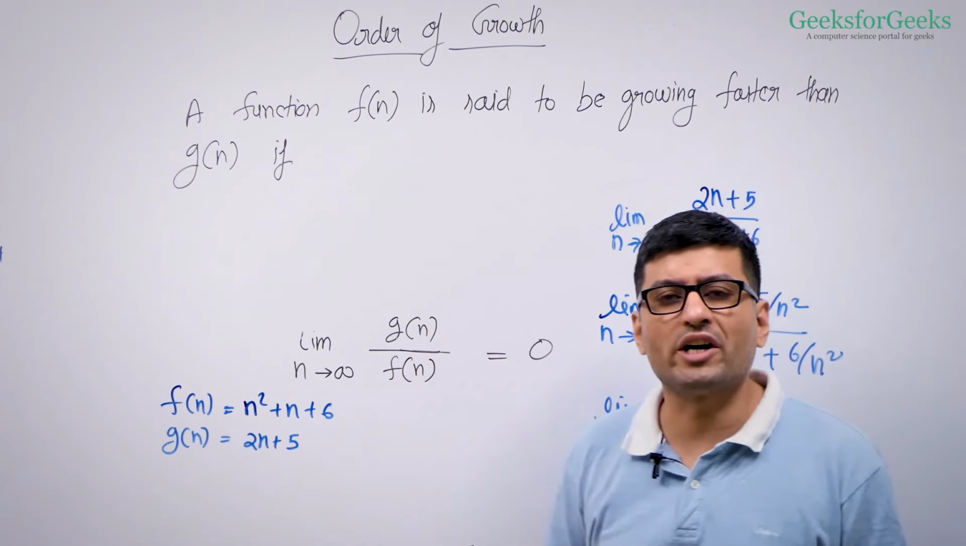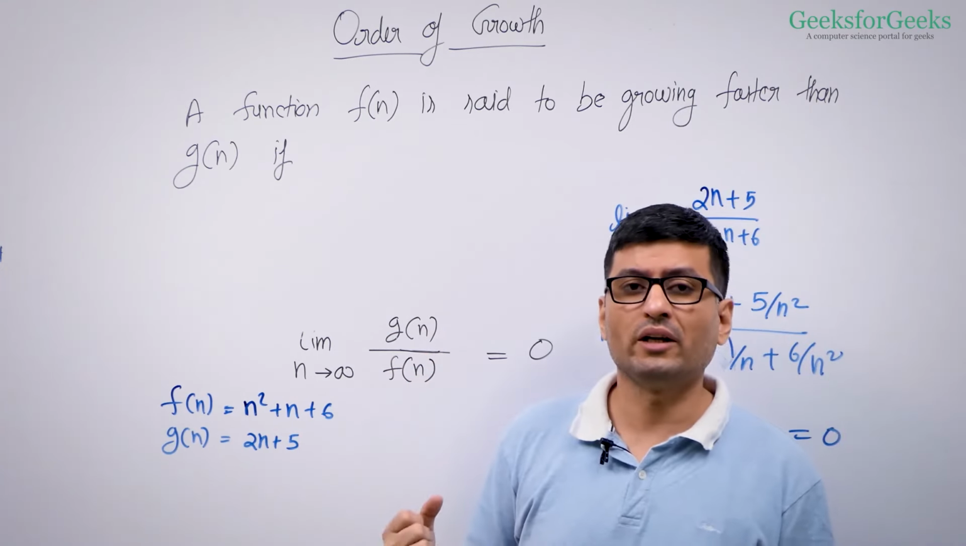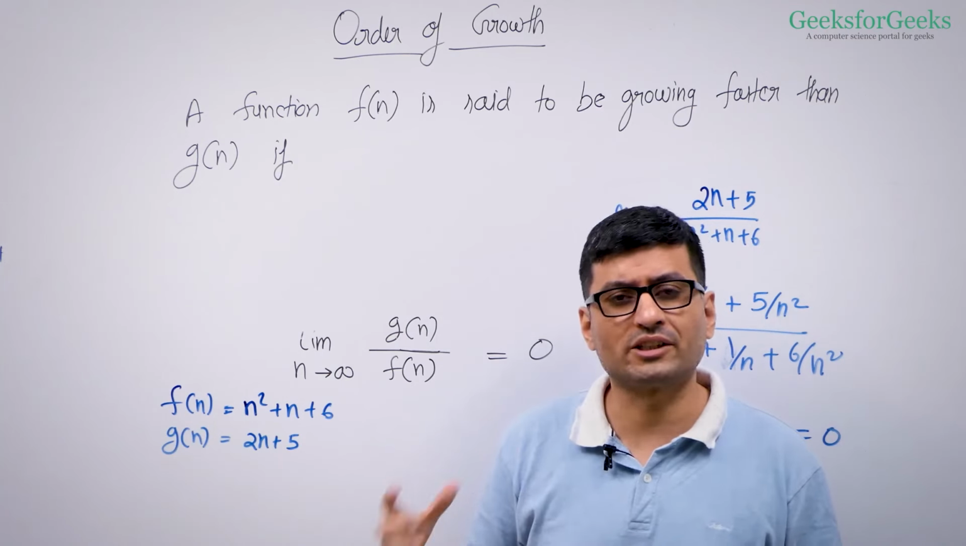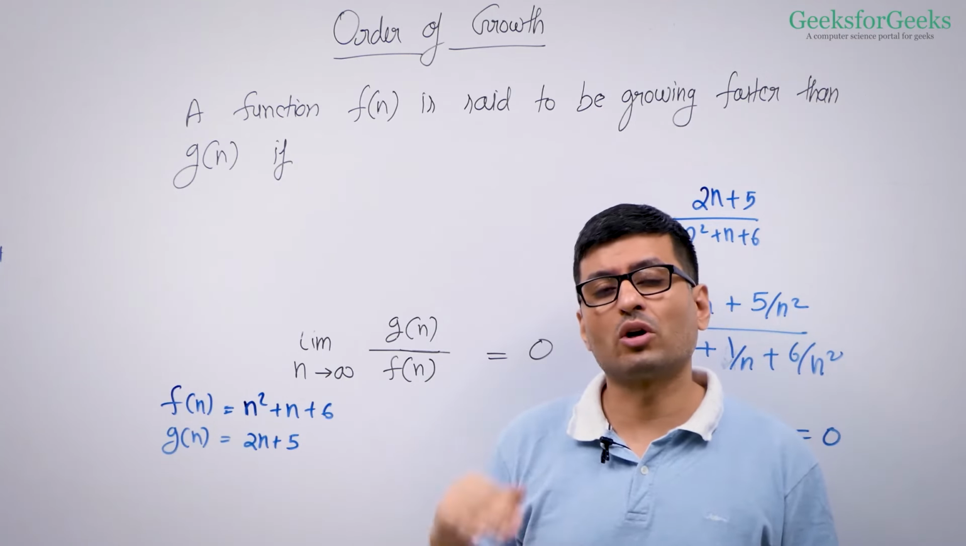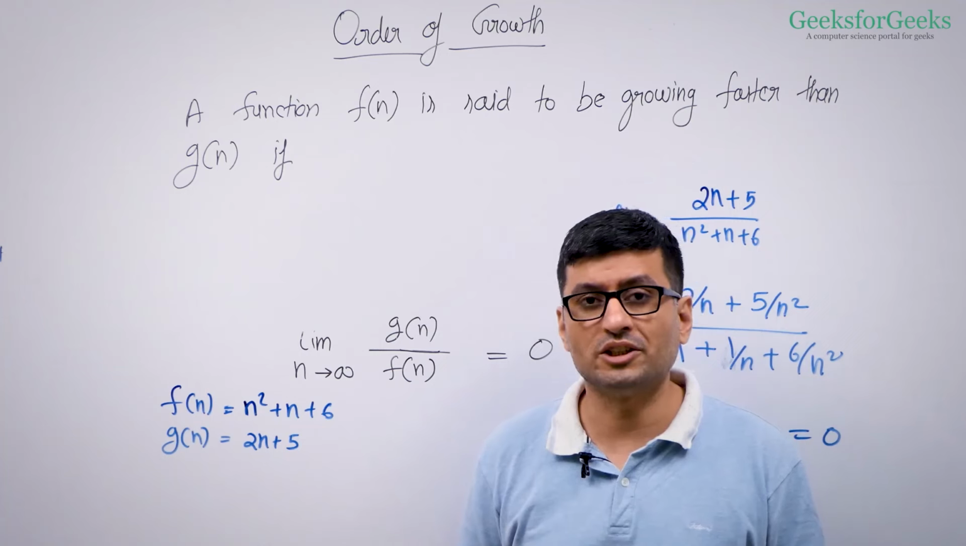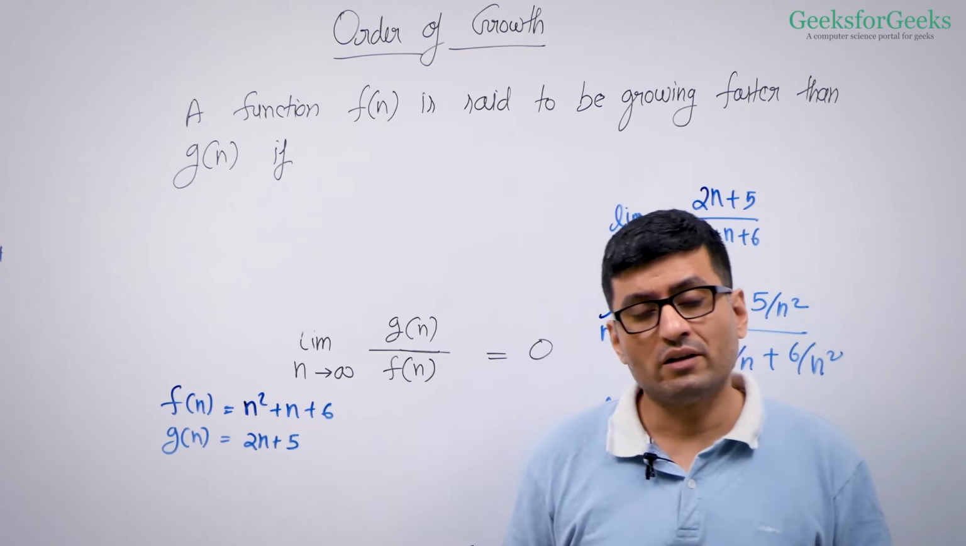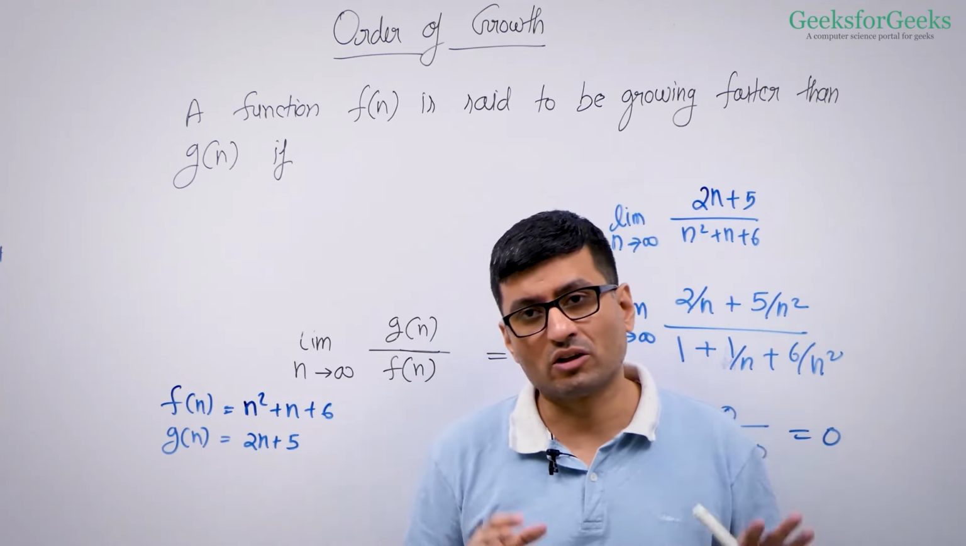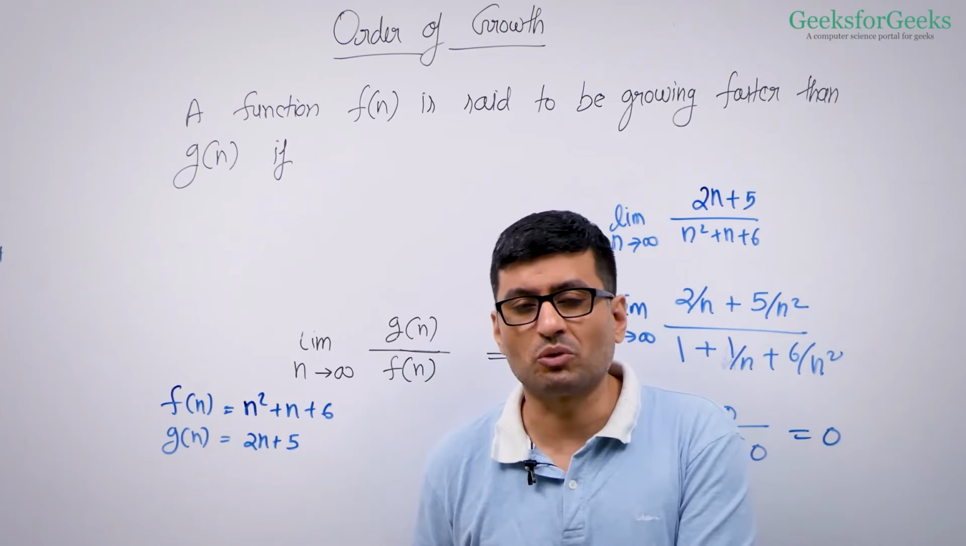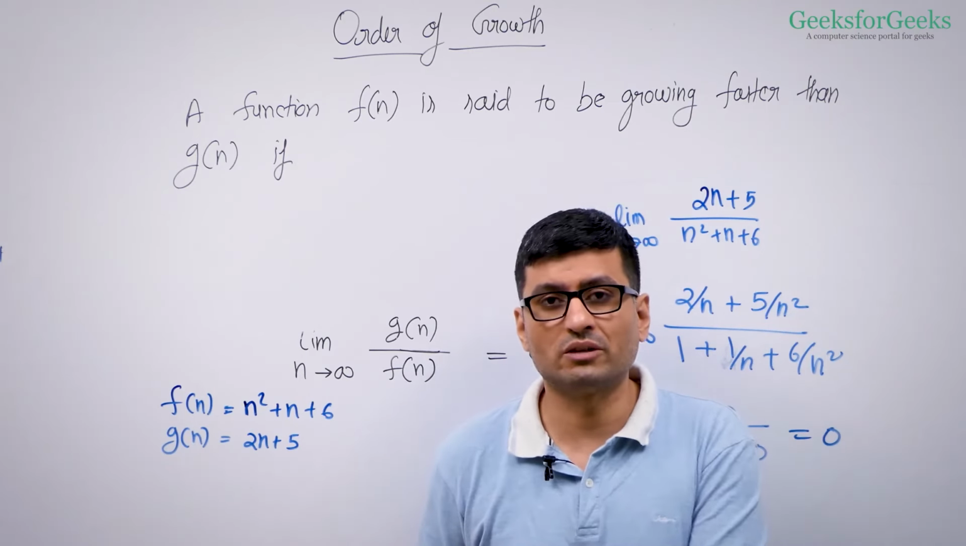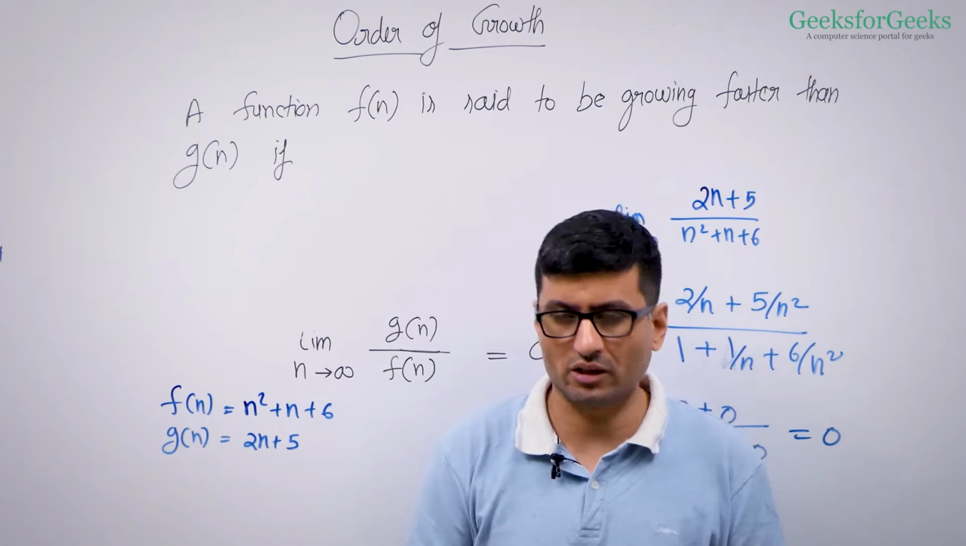And this is the required condition to prove that Fn is growing faster than Gn, right? So the order of growth of Fn is faster than Gn. So if Fn represents the time complexity of an algorithm and Gn also represents the time complexity of another algorithm, then we say Gn is a better algorithm.